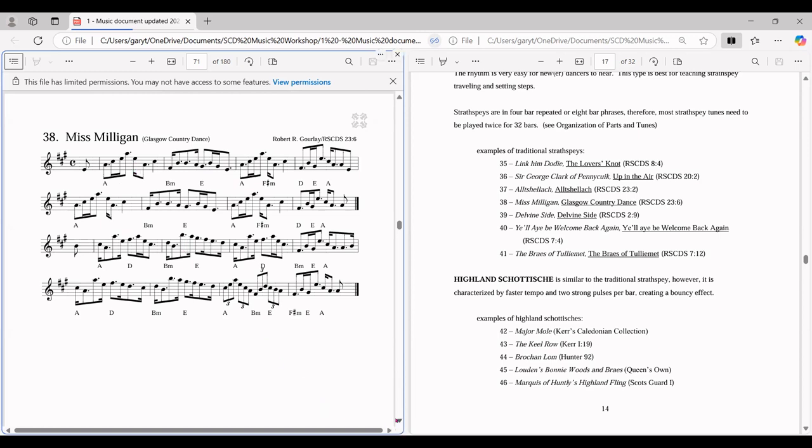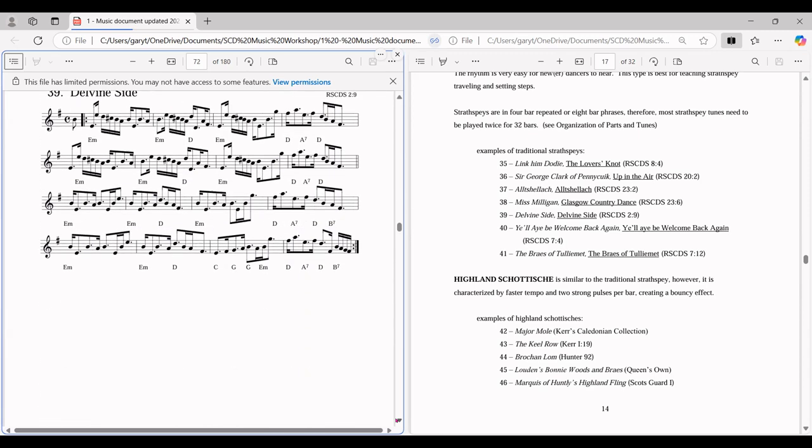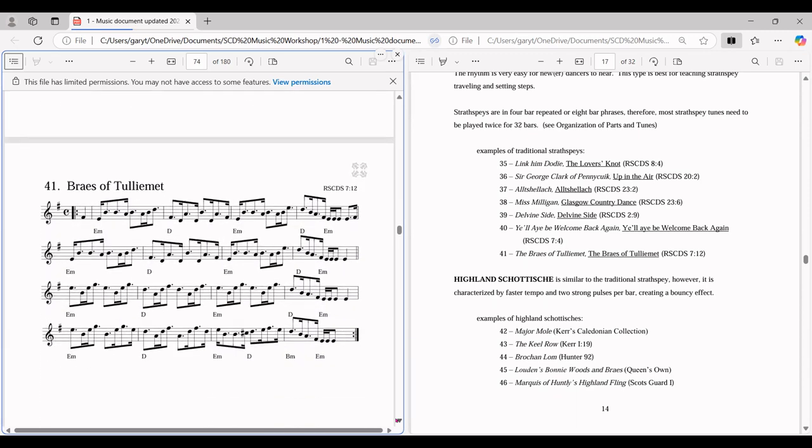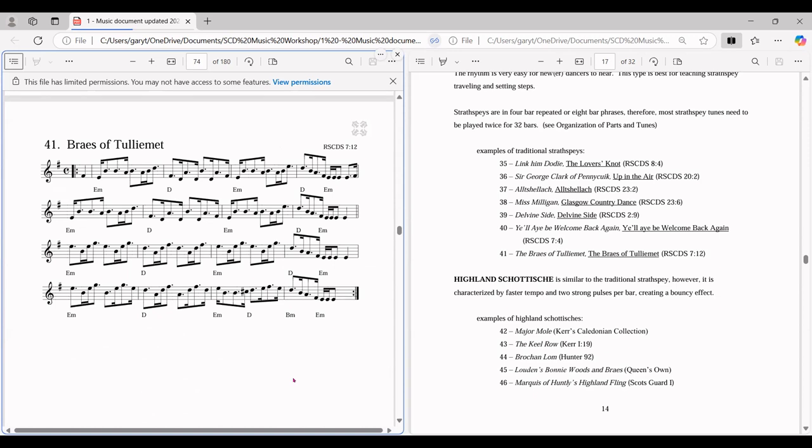Let's have another example. One of my absolute favorites is the Braes of Tullymet. Number 41, please. Ready, and.